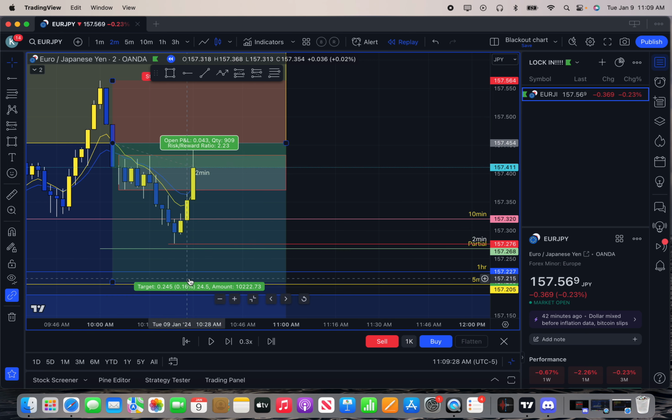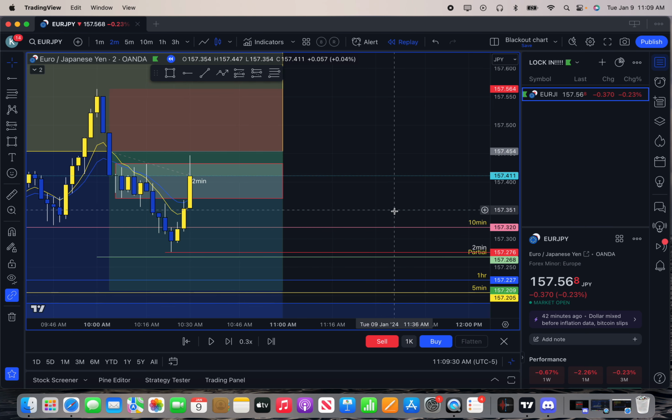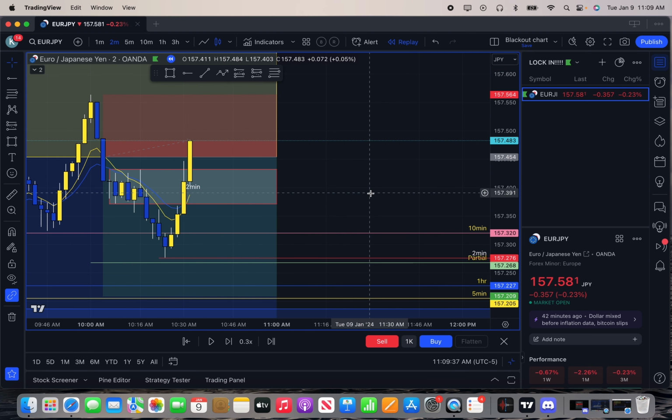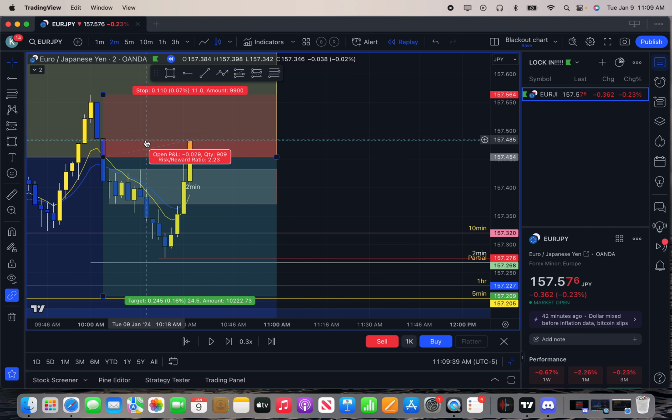Perfect. So price wicked above but didn't close. So we're still in this trade as of right now. And boom, on the second candle, it did close above, so we would have went ahead and closed this trade for an early exit, and that is exactly what I did do in the live market. So today we did finish profitable. We did have a profitable day.